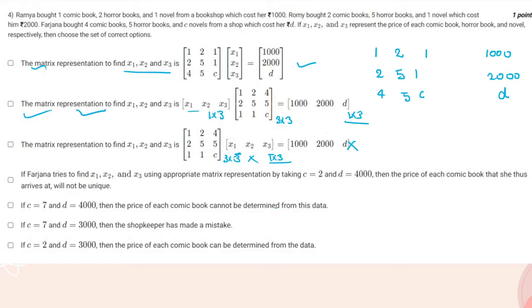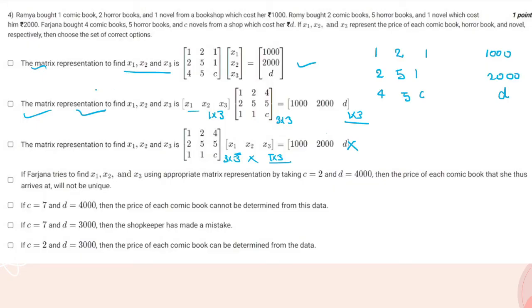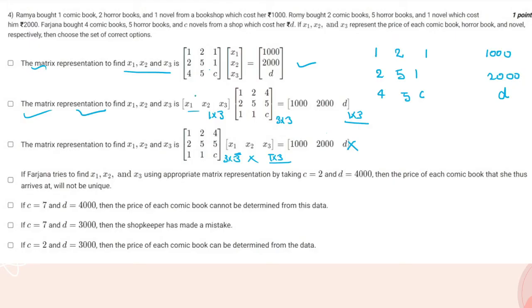Moving to the fourth one. Here we have to apply some row and column operations, or basically we will deal with the echelon form of this particular matrix. So let me write it on another slide. This was 1 2 1, 2 5 1 and 4 5 and C, equal to 1000, 2000 and this is D. What we will do here is try to bring it to the reduced echelon form.